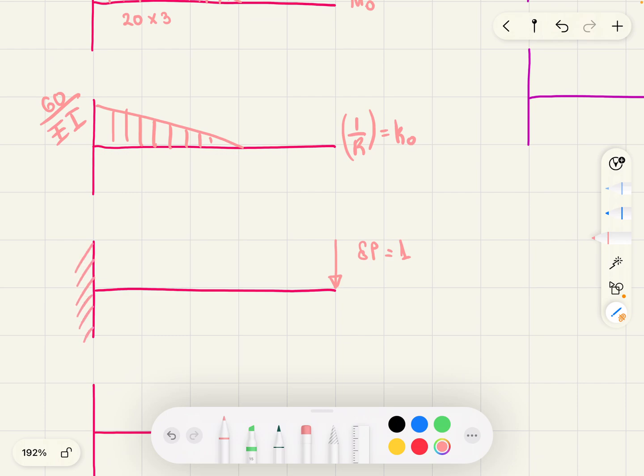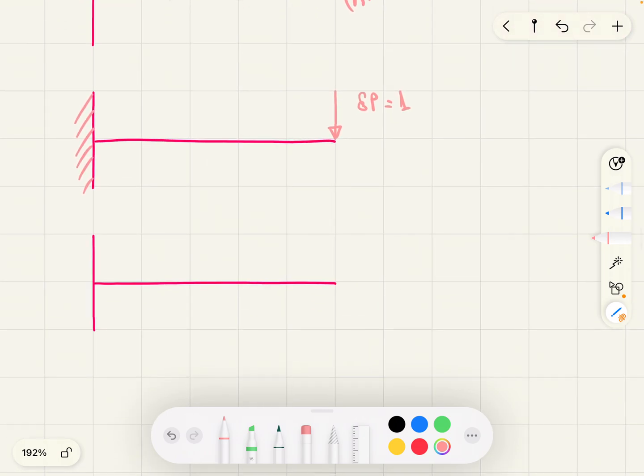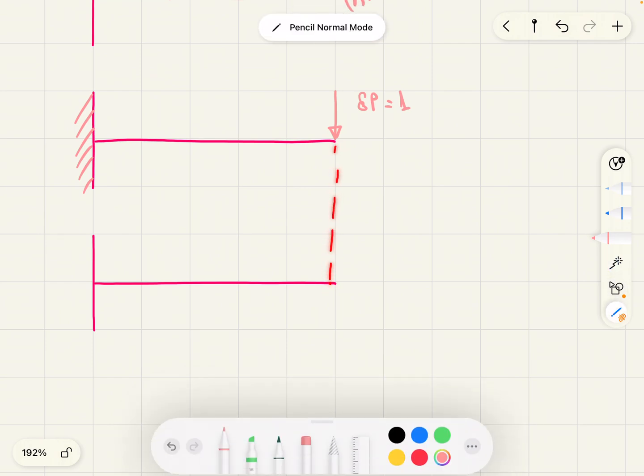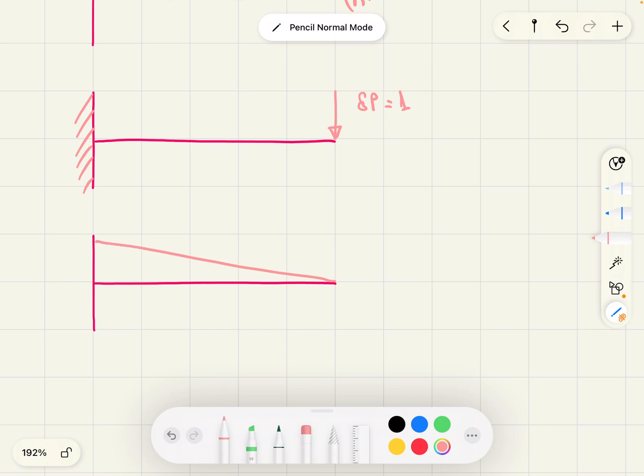This is a fixed end. So the bending moment diagram due to this one is going to start acting from here all the way here. And the value of the maximum moment is going to be the force of 1 times by the distance of 5. So we have 5.